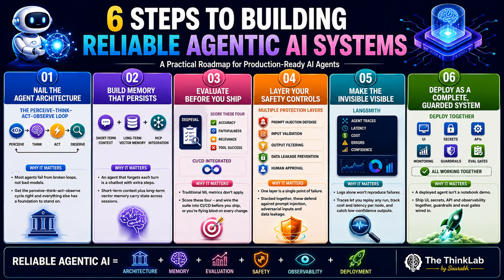Step 4, layer your safety controls. The fourth step is safety. AI systems face many security risks, for example prompt injection attacks and sensitive data leakage. One safety layer is never enough. So a reliable AI system uses multiple layers of protection.